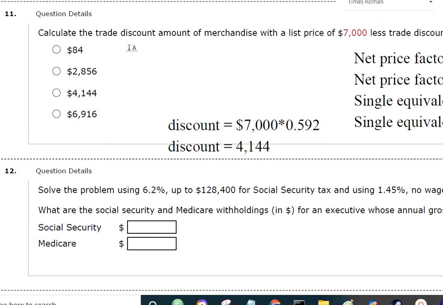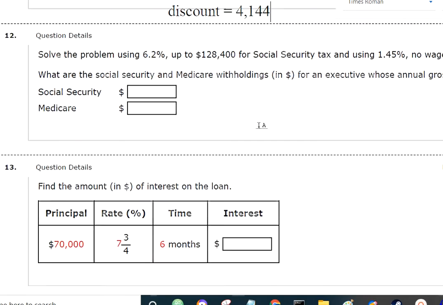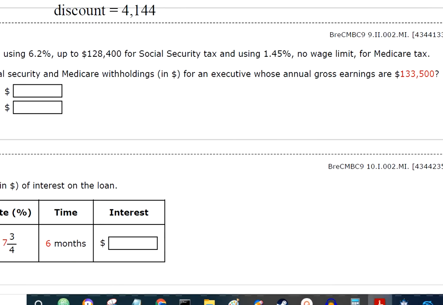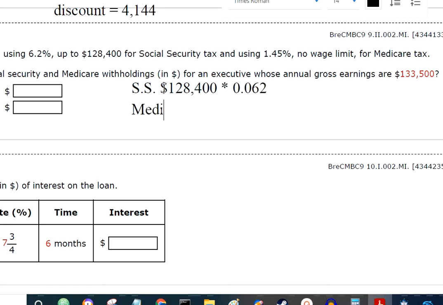Okay, question 12 is from chapter 9. Question 12 says 6.2% Social Security and 1.45% Medicare. We're supposed to find out each tax. But remember, Social Security has the upper cutoff. This person has $133,500, but we only use up until that upper cutoff when we calculate their Social Security tax. And I'll leave that for you. The Medicare tax, there is no upper cutoff. So that's all we have to calculate for the Social Security and Medicare tax.